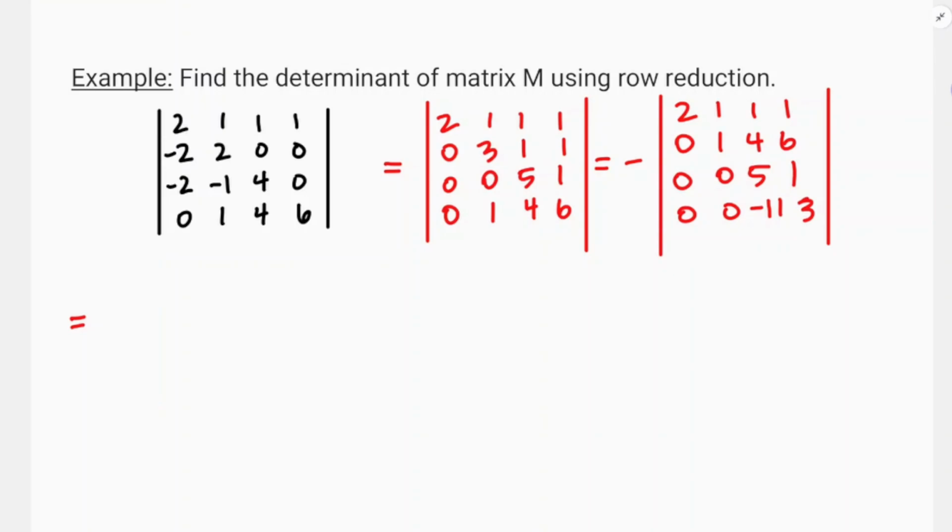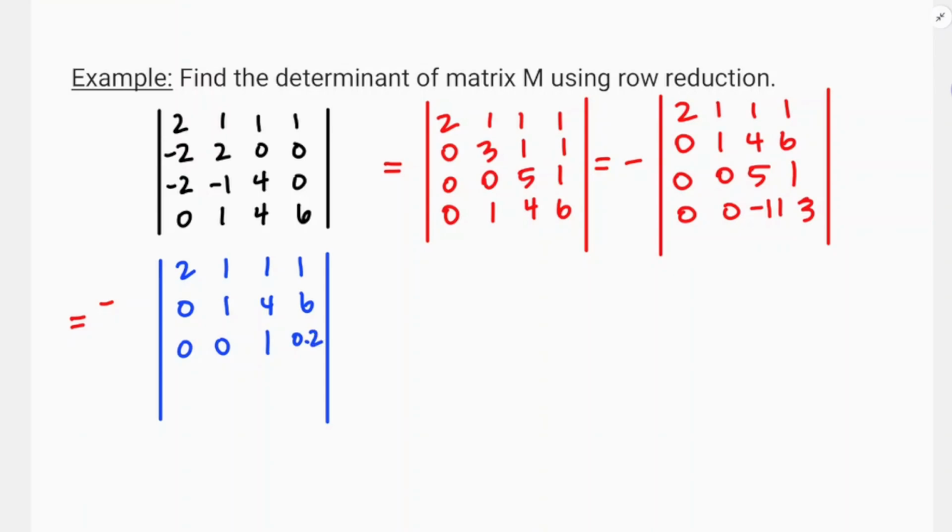I'm going to switch color. I'll call this the blue matrix. I still have the same negative I had before. And I'm going to have 2, 1, 1, 1, then 0, 1, 4, 6, then 0, 0, 1, and 0.2, and then 0, 0, negative 11, and 3. So the determinant of the blue matrix is 1/5 the determinant of the red matrix.